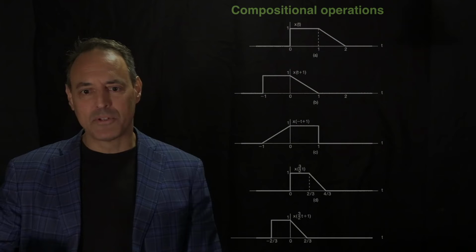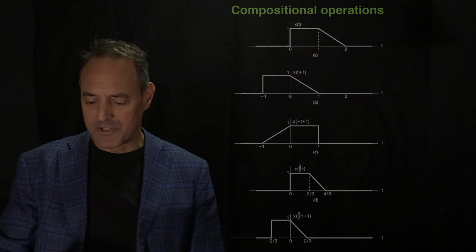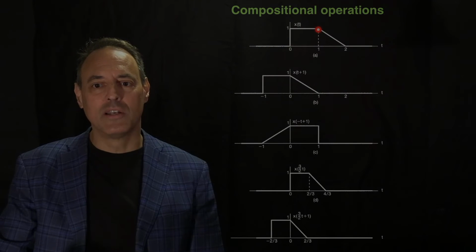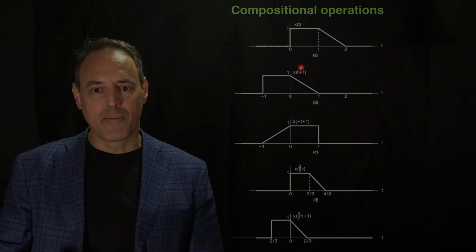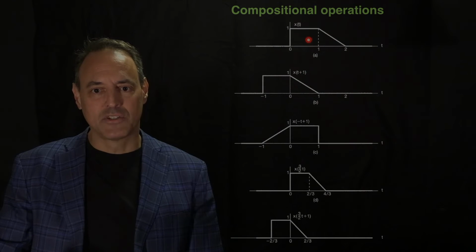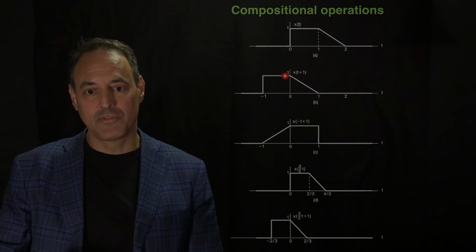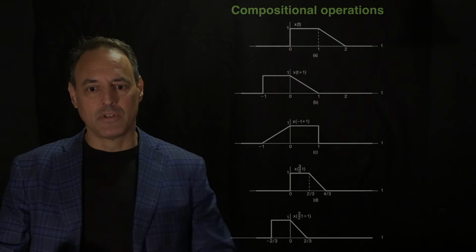So compositional operations. Here is a set of operations we can apply to an original signal. Here's some x of t. Turns on at time 0 to 1, and then it comes off at time 2. And here's the first operation we want to do, which is shift it over by 1. So you're going to take this entire signal, and we know how to do time shifting, and so we just shift it over by 1. So that's the first operation, time shift.